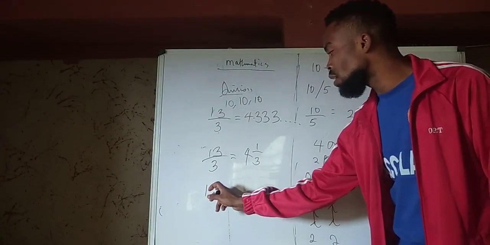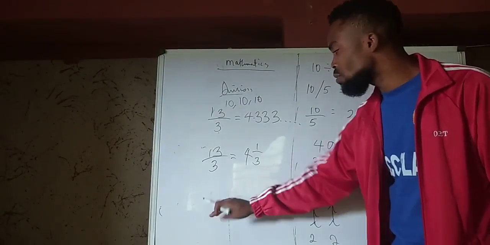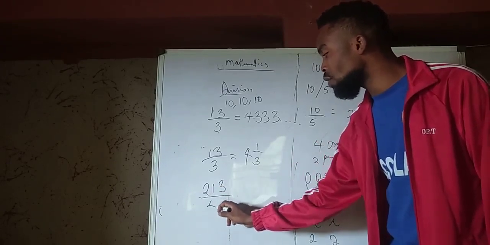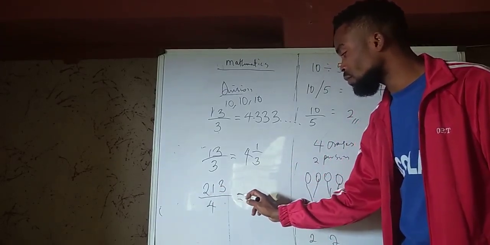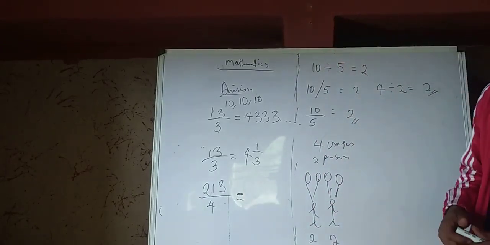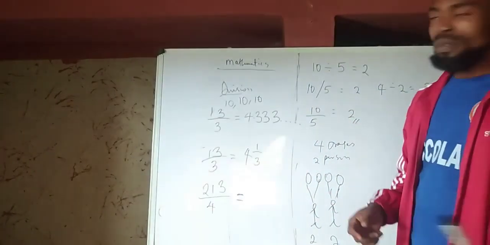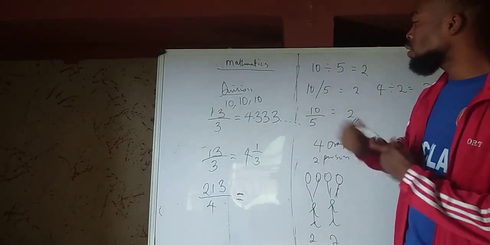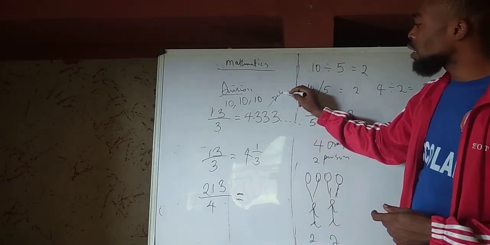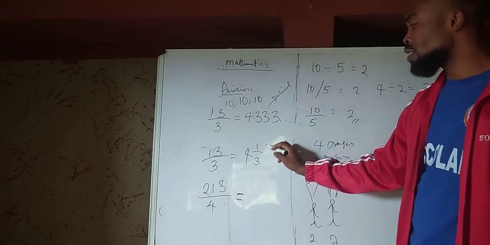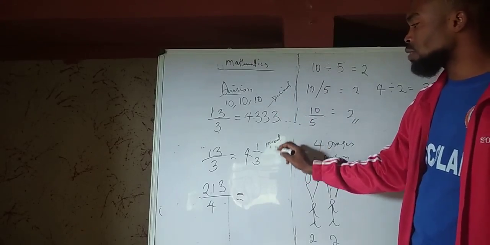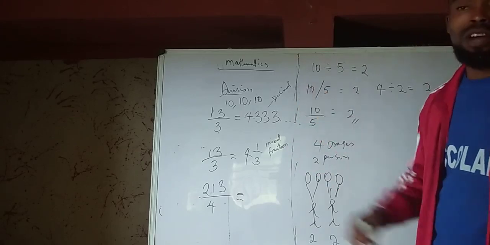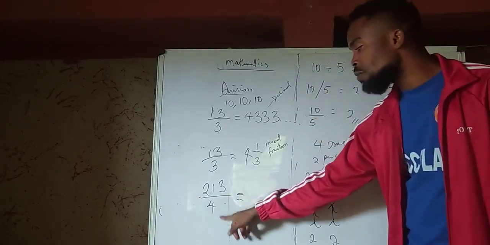Let's look at 213 divided by 4. Okay, 213 divided by 4. So now let me tell you something about this kind of fraction. You see this fraction here, this is called a decimal fraction. Okay, this is just a mixed fraction. Don't worry, we'll talk about fractions as we continue. This is a mixed fraction, this is a decimal fraction. Okay, now let's go back to this.